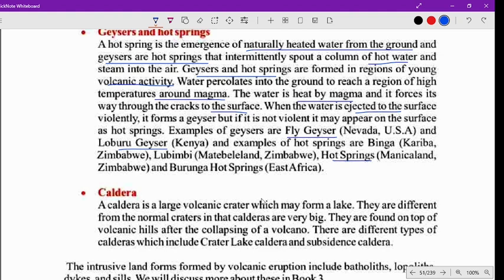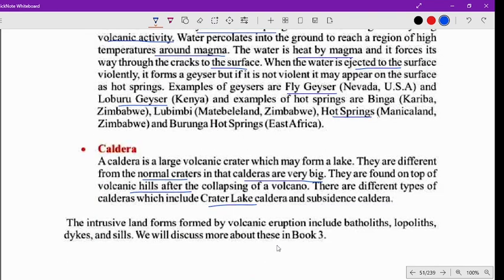Caldera. Caldera is a large volcanic crater which may form a lake. They are different from a normal crater in that calderas are very big. They are found on top of volcanic hills after the collapsing of a volcano. There are different types of calderas which include crater lake caldera and subsidence calderas.